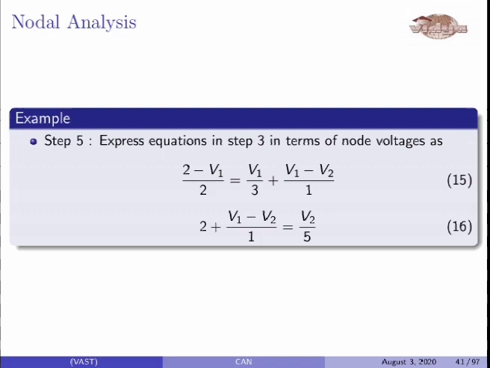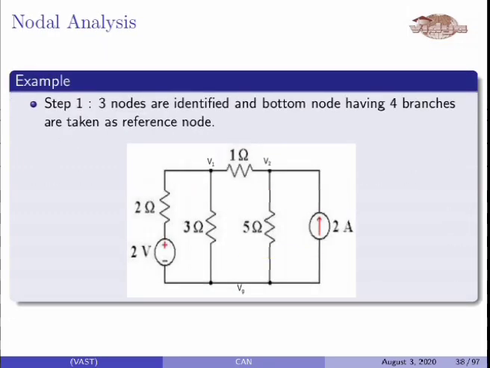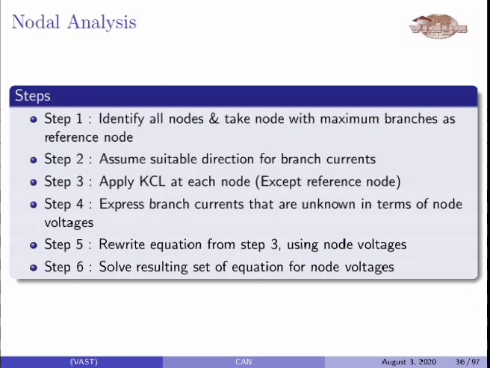So I will again explain it. The first step is to identify all the nodes and take the node with the maximum branches as the reference node, and the voltage at the reference node is taken as 0 volt. Then assume a suitable direction for the branch currents. You can assume whatever direction you decide, whichever is suitable for any branch.